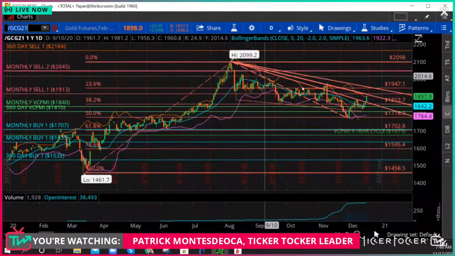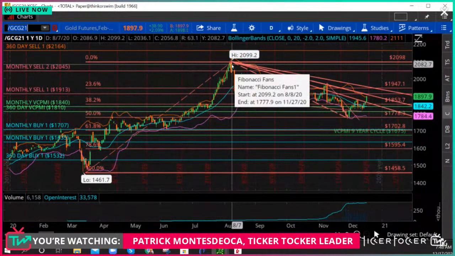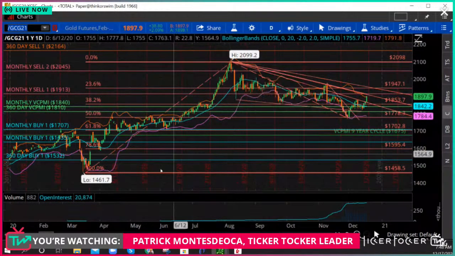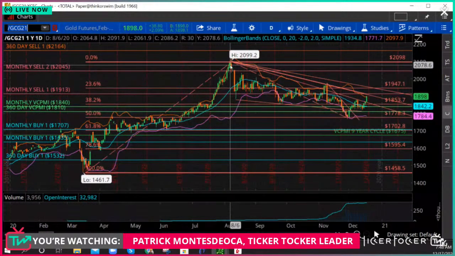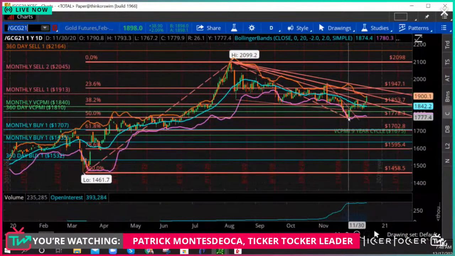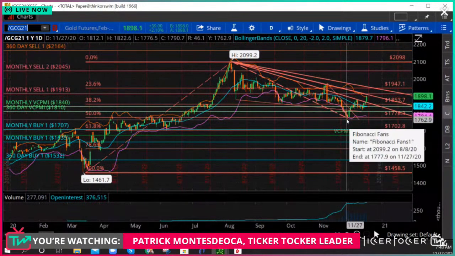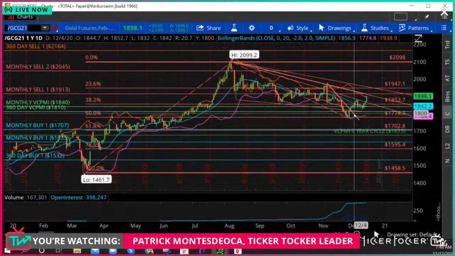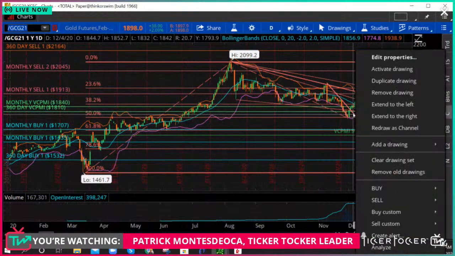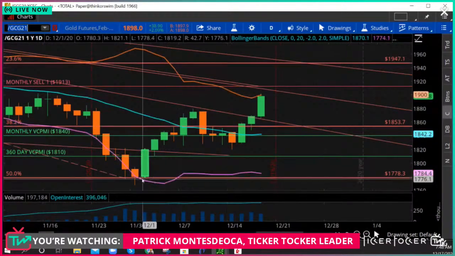Incorporating not only the Fibonacci trend lines that you see here, but also the Fibonacci retracement from the low that we made back in March to the recent high that we saw here at 2099. We came down into a 50% Fibonacci retracement right into this 1767 level. And this seems to be what the next low is going to begin from for the next leg.